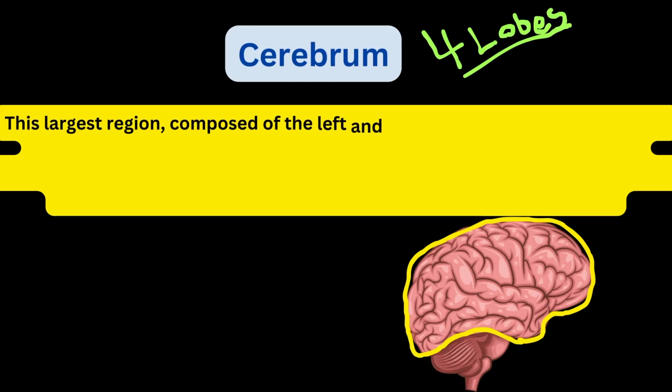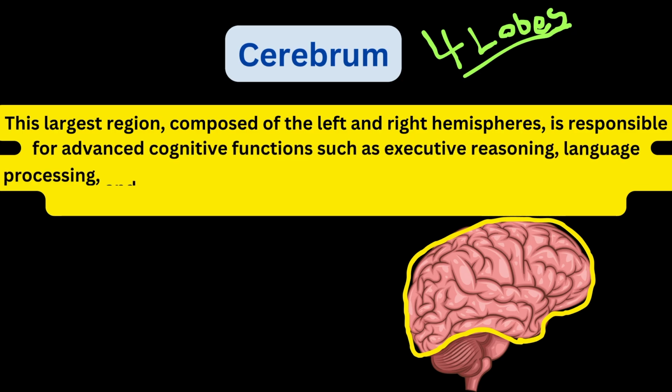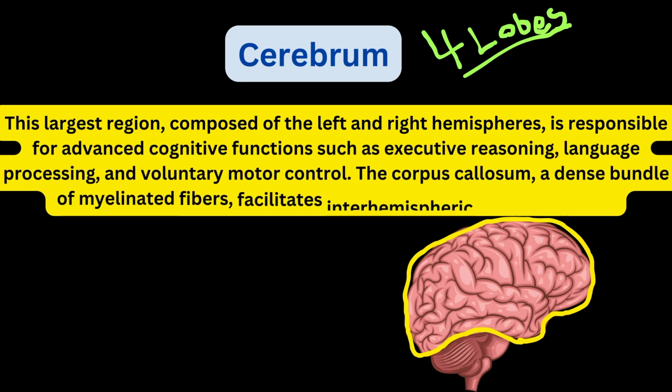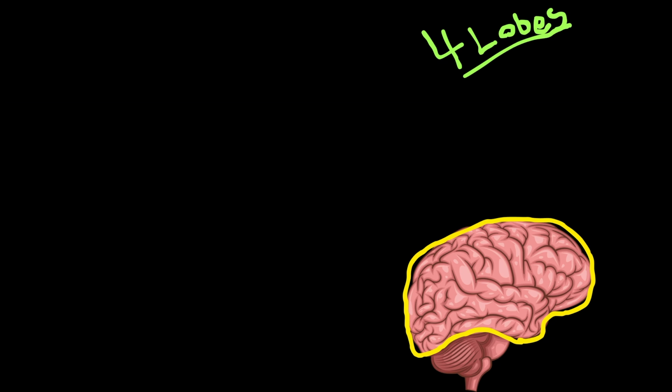The cerebrum, which contains four lobes, is the largest region, composed of the left and right hemisphere. It is responsible for advanced cognitive functions such as executive reasoning, language processing, and voluntary motor control. The corpus callosum, a dense bundle of myelinated fibers, facilitates interhemispheric communication.